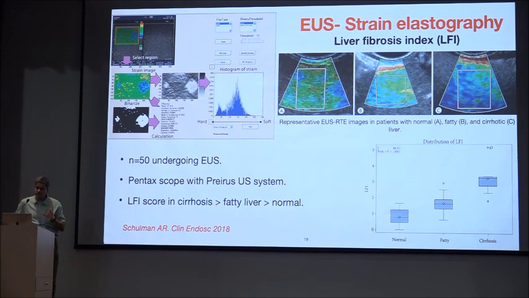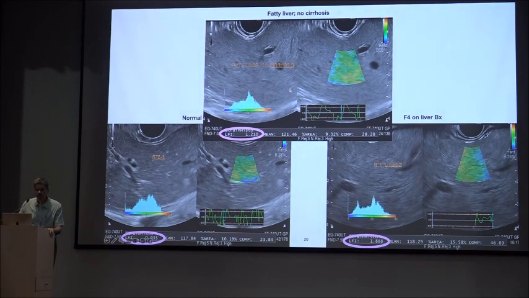And this is a very simple and non-invasive technique to define liver fibrosis when the fellows or we are doing an EUS study. This is just to show you some representative examples. Eyeballing the ROI, the strain histogram looks the same, but this is normal, this is fatty liver, no cirrhosis, and this is F4 on liver biopsy.